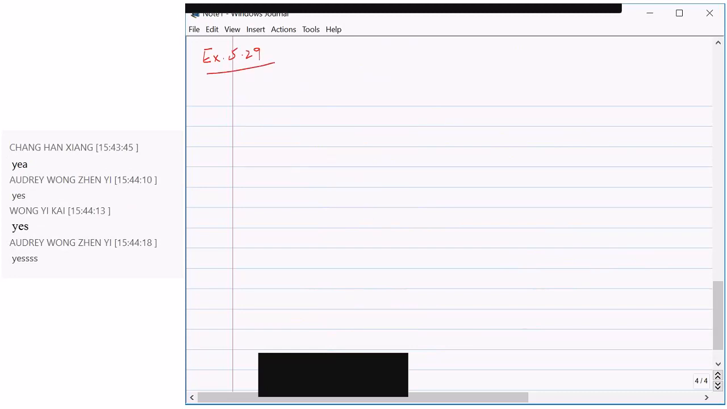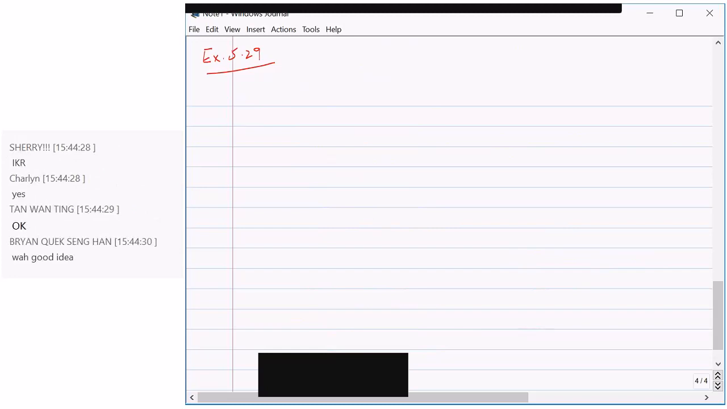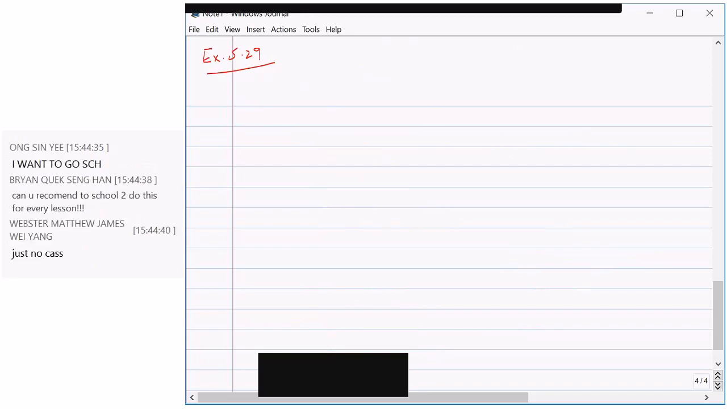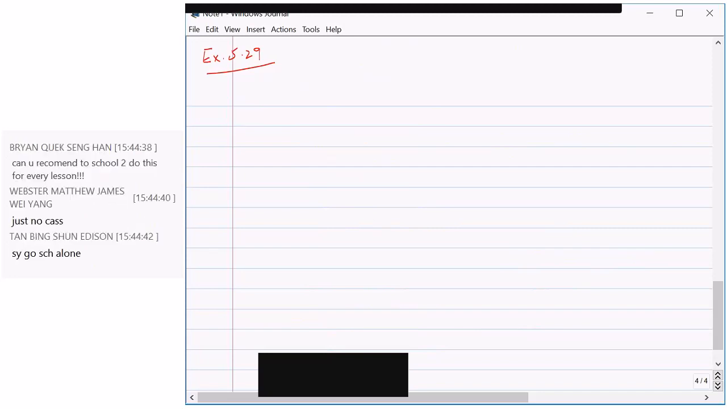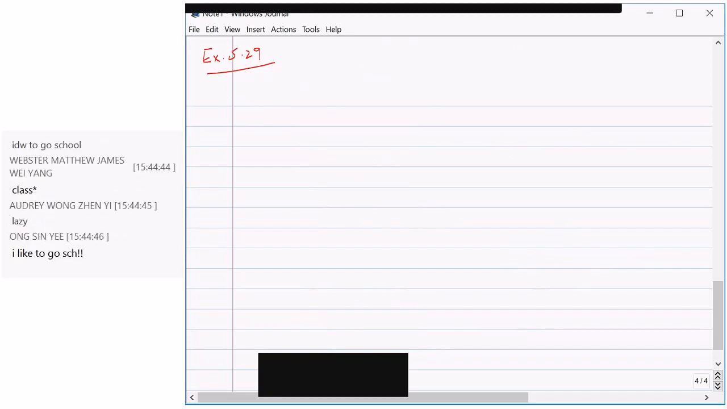We should do Skype every day. Don't need to come for 8 AM class. You think? 8 AM Wednesday? Oh, see, he wants to go to school. Every lesson is impossible. Well, suddenly everybody's so active. I like to go to school too, Xingyi. Last time when I was in school, I loved to go to school. Staying at home is so boring.